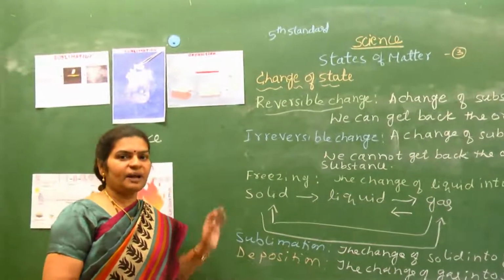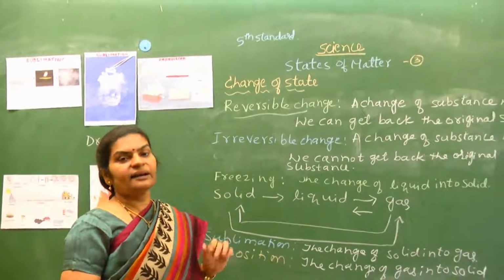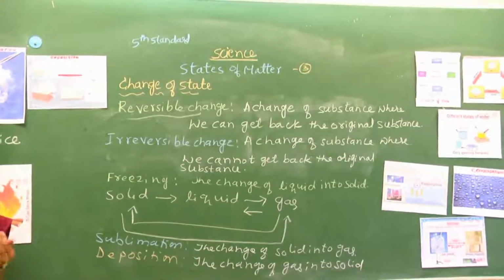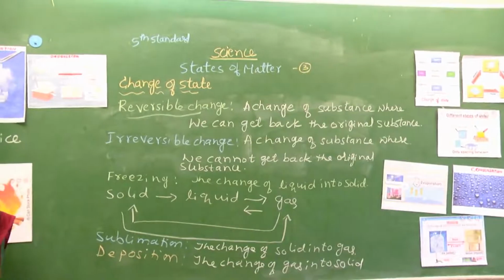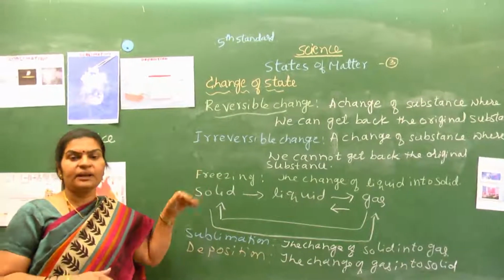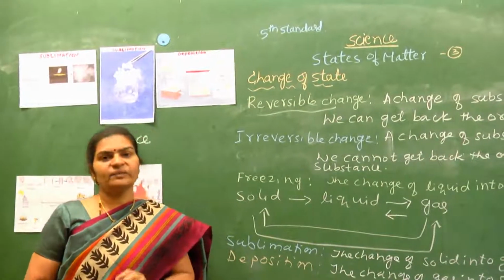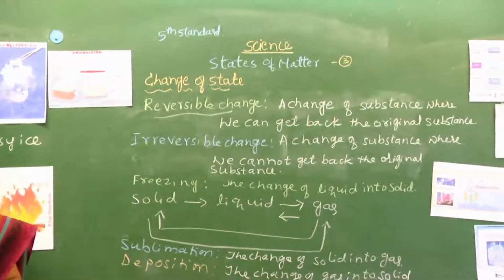So with this, I am going to conclude today's class. In the next class, we shall consider the other types of changes, called chemical change and physical change. These changes, reversible and irreversible, are again divided into chemical change and physical change. We shall consider those examples in the next class.